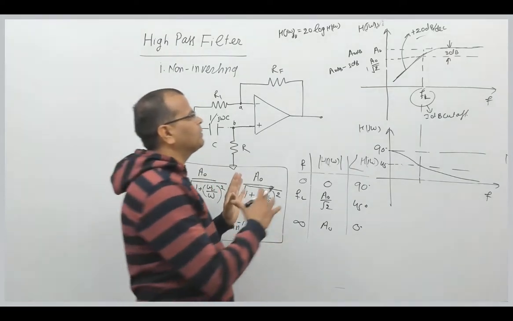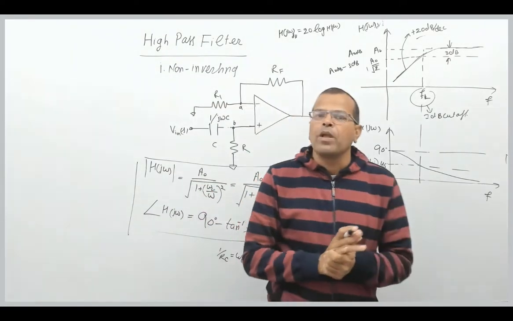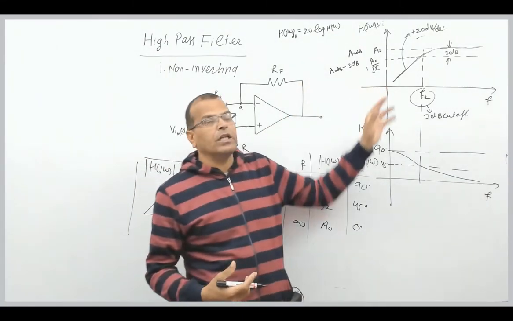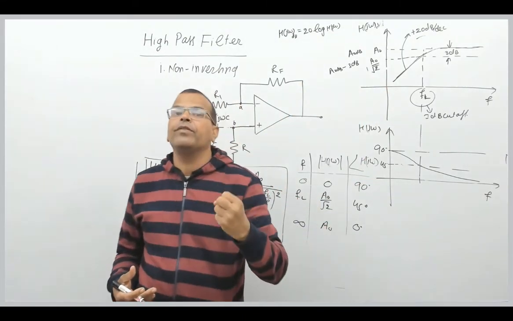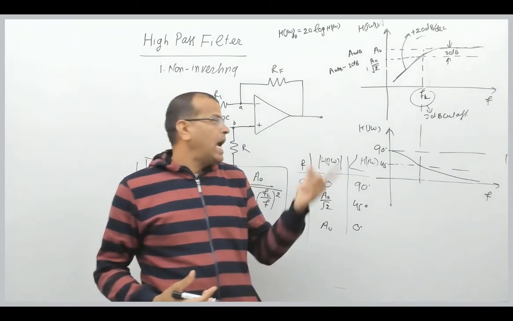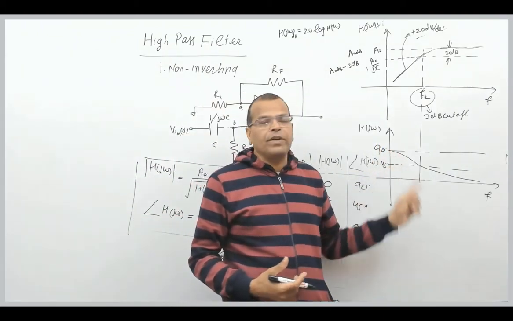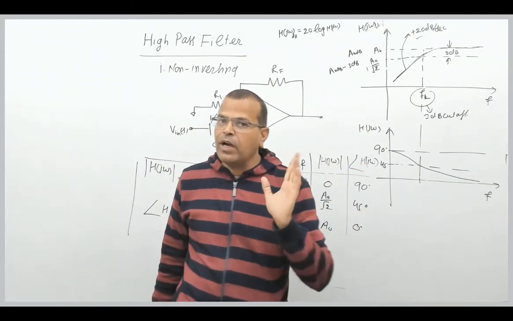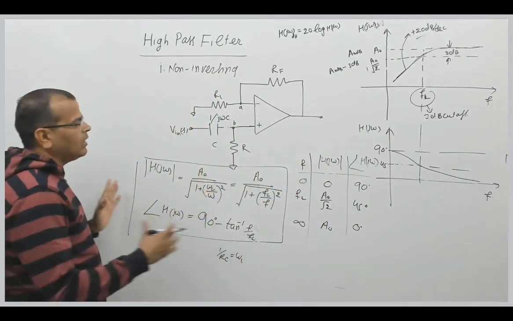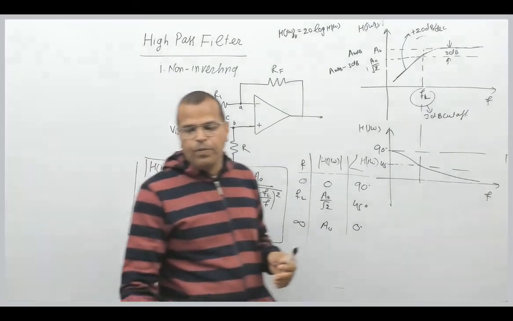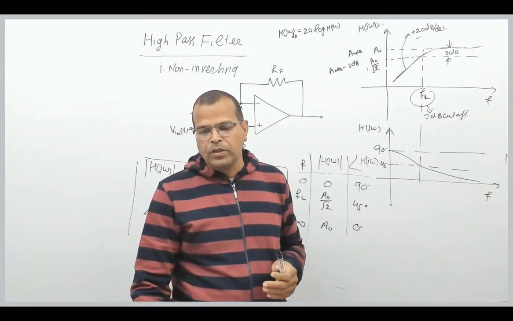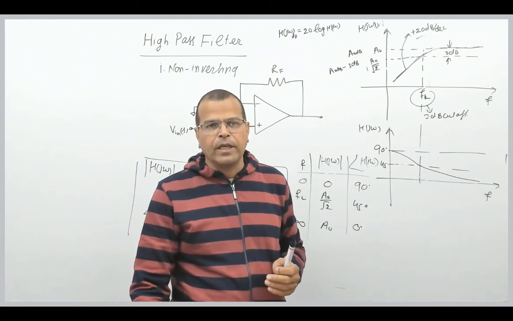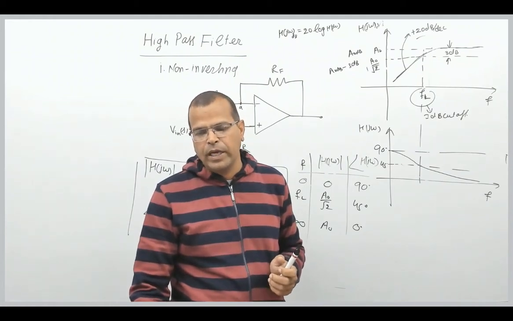So that explains the variation in magnitude of transfer function, or magnitude of gain, of the high pass filter, and variation in phase angle as a function of frequency in case of first order high pass filter. So that is what you have to remember. There are important expressions in this particular circuit, so you should remember all the expressions.